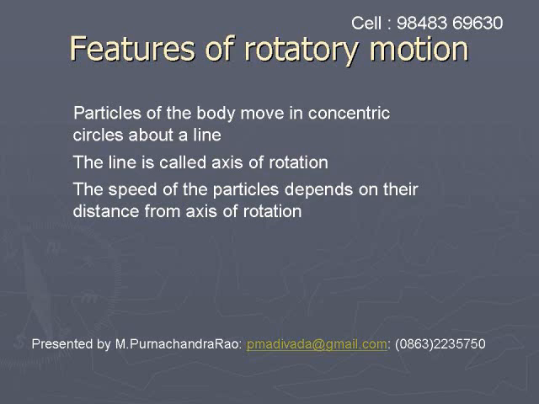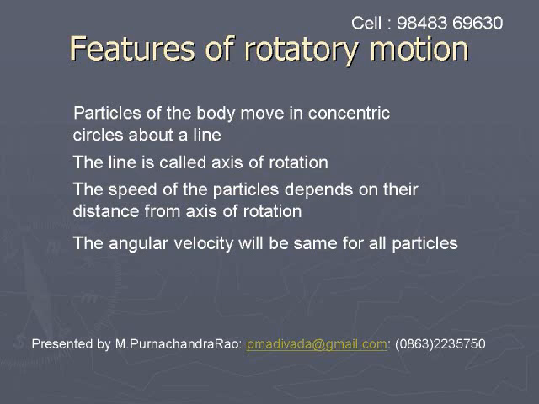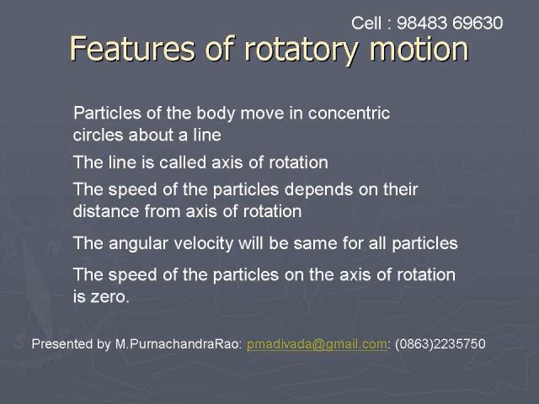The speed of the particles depends on their distance from the axis of rotation. The particles near the axis of rotation will have less speed. The particles far away from the axis of rotation will have greater speed. But the angular velocity will be the same for all the particles. For the particles on the axis of rotation, the speed is 0.